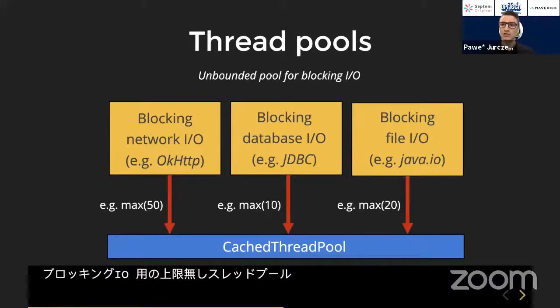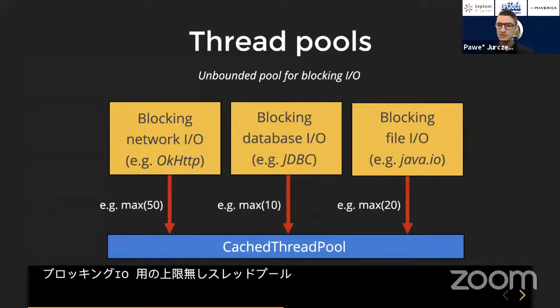It means that when the thread is finishing its execution, it's not killed immediately. Okay, so it will remain in the thread pool for quite some time. By default, a cached thread pool will leave the thread in the thread pool for 60 seconds.